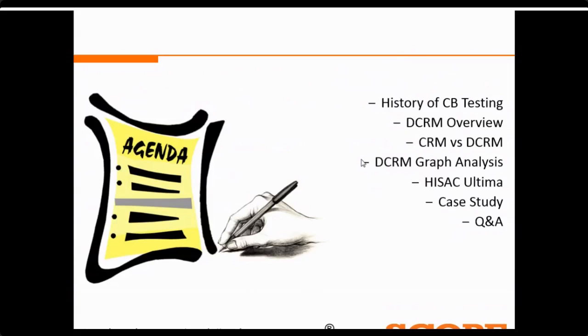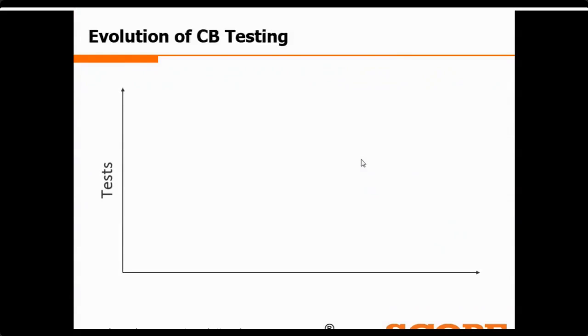So without any delay, we will start today's presentation. As I have said, the evolution of circuit breaker testing: in the 1970s, we generally used to do the circuit breaker timings. With the help of the timings, we were evaluating the condition of the circuit breaker. But we were not getting the complete picture with only the timing test, because we were only measuring the timing. We didn't know what was the condition of the operating mechanism of the circuit breaker.